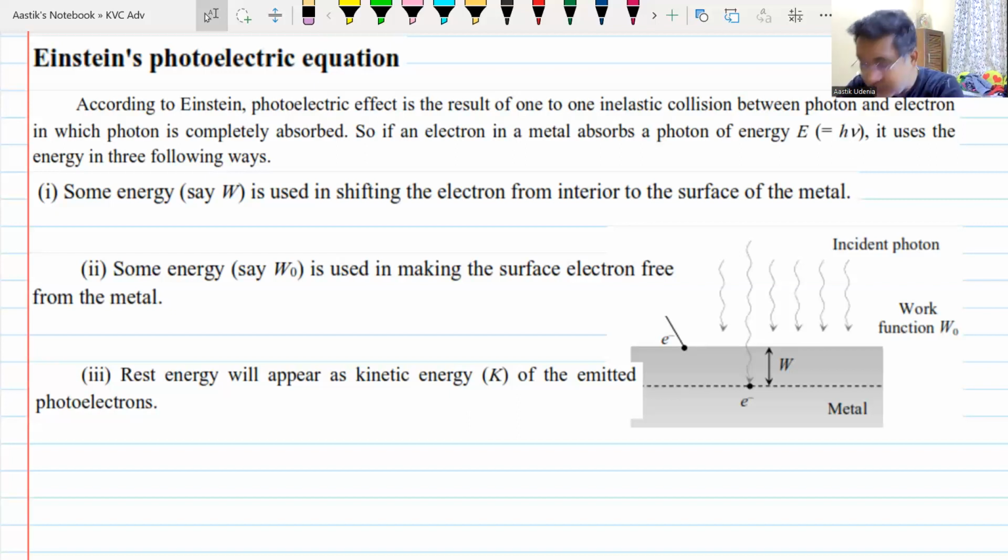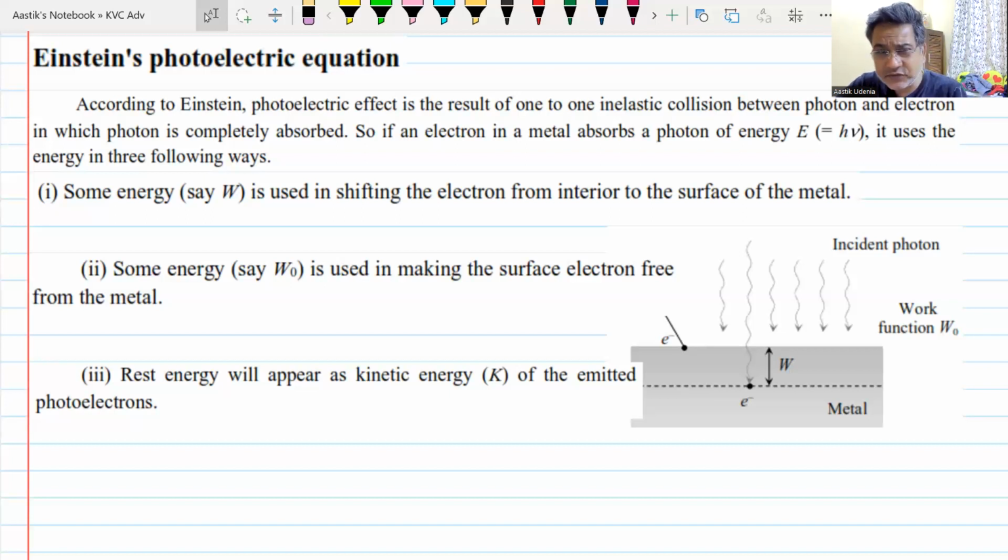What he got the Nobel Prize for is what we are going to study now: Einstein's photoelectric equation. He got the Nobel for this achievement, not for E is equal to mc squared or the general theory of relativity. He did not get any Nobel for that. He got the Nobel for this one, Albert Einstein's photoelectric equation. The Raman effect we are not going to study in the 12th syllabus. Maybe your children might study it, not us. We are going to study Einstein's photoelectric equation.